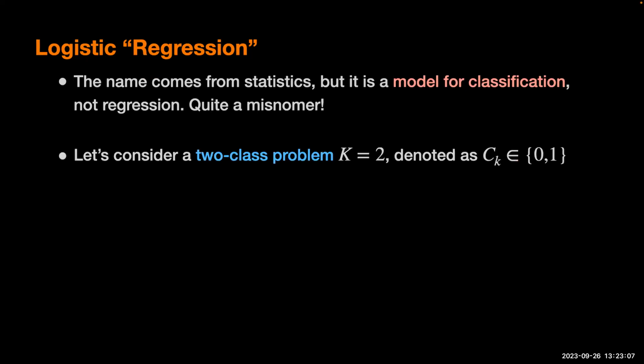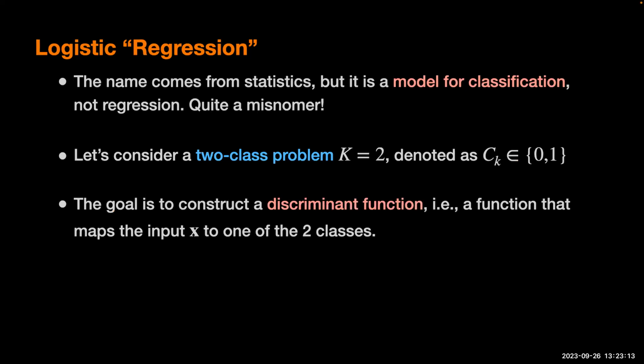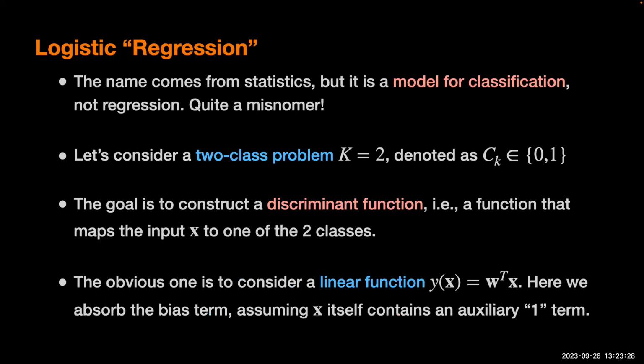So let's start with the case of two classes, k equals 2. I have the 0 class and the 1 class. And the goal here is that we will start with just finding the discriminant function, trying to find a linear boundary in the feature space that can separate class 1 from 0.